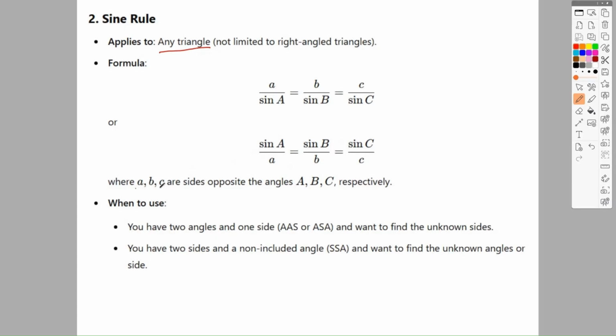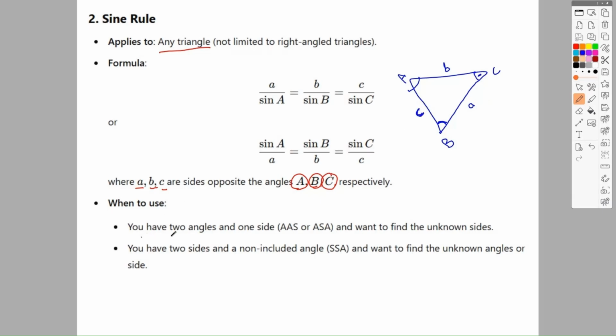Now we have A, B, C. The small letters are the sides opposite to angles capital A, B, C. We can explain this in a triangle. So this is angle B, and the opposite side is small b. And for angle A, the opposite side is small a. And the opposite side of angle C is small c.